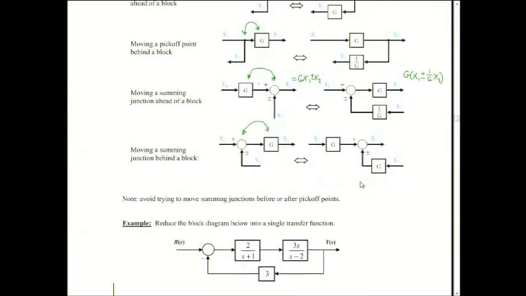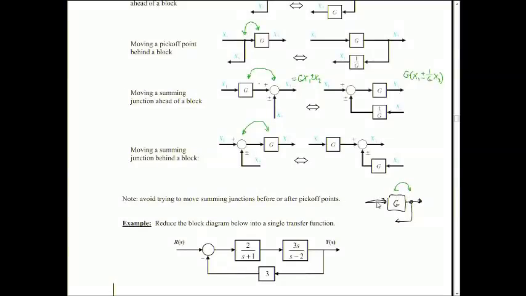The one rule you won't see in here is the swapping of a summing junction and a block. Oh, sorry, a summing junction and a pickoff point. So for example, here's a block G, and let's say there was a pickoff point here which went to some feedback. There is no rule, no easy rule anyway, that can swap these two things around.